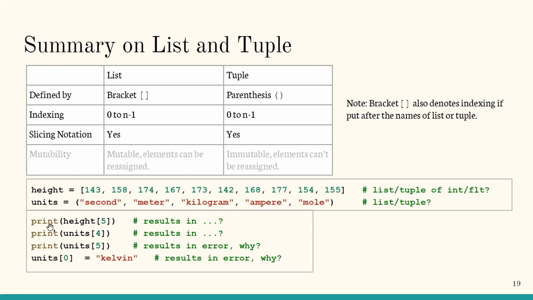So here I have some examples. Height, index number 5, would result in 0, 1, 2, 3, 4, 5, 142. Okay, and units 4 would result in 0, 1, 2, 3, 4, mole. Okay, for the second one, which means that you can still use indexing for tuple for this type, which can be reassigned.